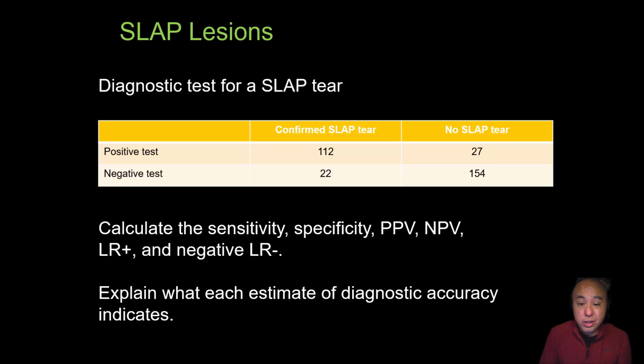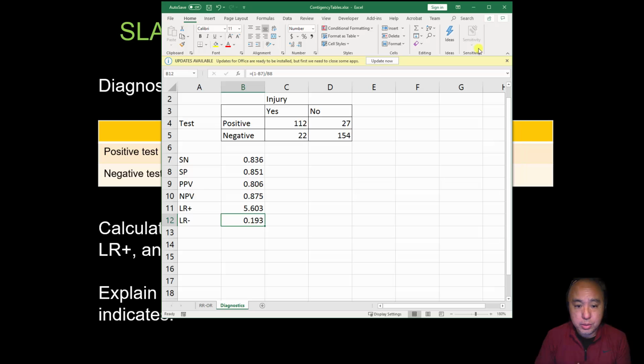The easiest thing, you can do everything by hand using a calculator, but if you're good with Excel, you can easily do this in Excel. Let me show you here. I set up my contingency table as such. Injury here for the columns, the test results here, positive and negative. And what I did here is I just created formulas for sensitivity, specificity, positive and negative predictive value, positive likelihood ratio, and the negative likelihood ratio using these cells.